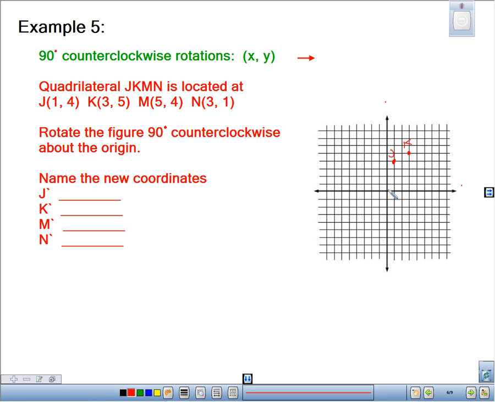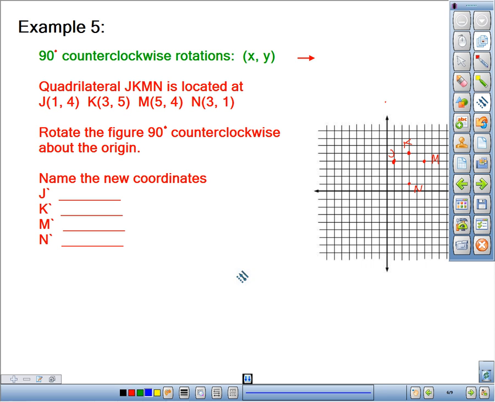M is at 5. 1, 2, 3, 4, 5. Up 1, 2, 3, and 4. Cool. And then let's see. N is at 3, 1. All right, kind of this kite shape. Oh, forgot to label M. And then here's N. Cool. All right. Yeah, we can do a better job of that. Here we go.